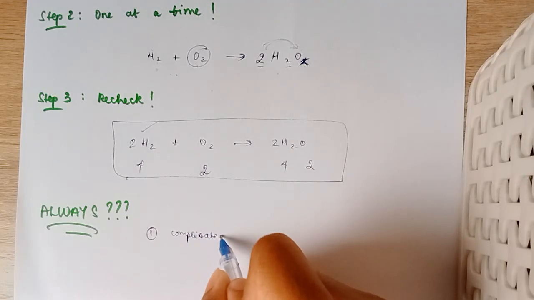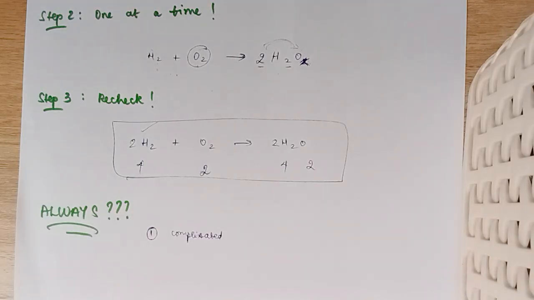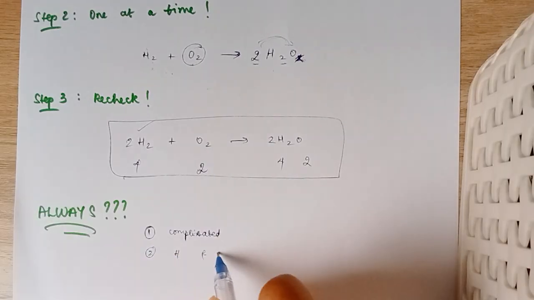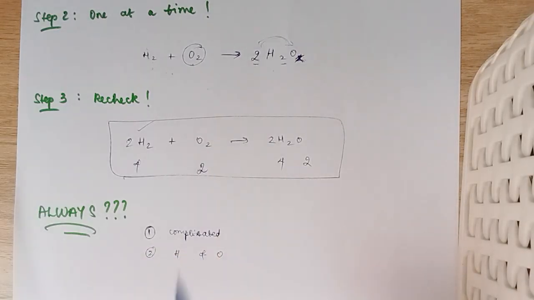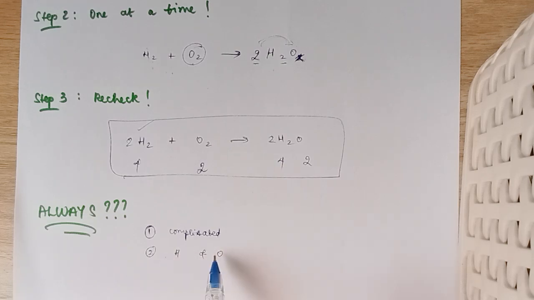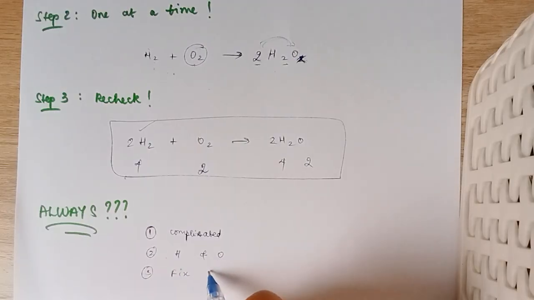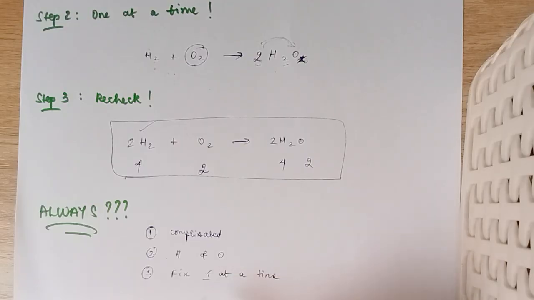That is, whenever you have a skeletal equation with elements other than hydrogen and oxygen, you need to balance them first. And then comes our hydrogen and oxygen. Always try to balance hydrogen and oxygen in an equation at the very end. And remember to fix everything one at a time. So only one at a time.